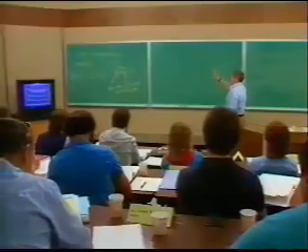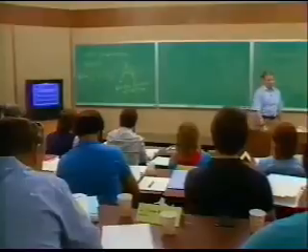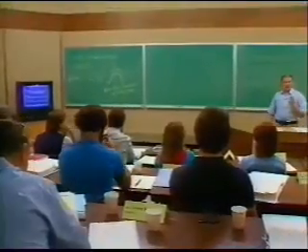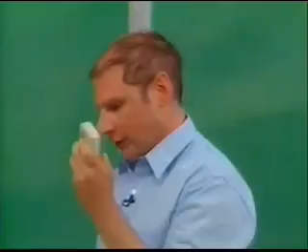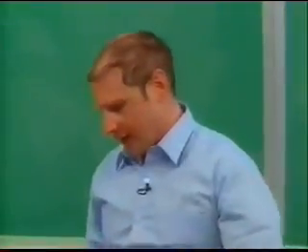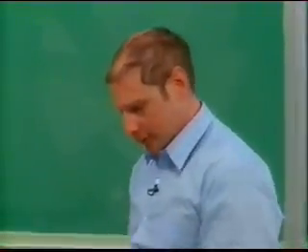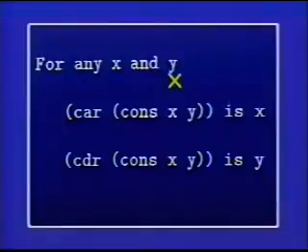Okay, so those are pairs. There's cons that constructs them. And what I'm going to know about cons, car and cdr is precisely that if I have any things x and y, and I use cons to construct a pair, then the car of that pair is going to be x, the thing I put in, and the cdr of that pair is going to be y. That's the behavior of these operators, cons, car, and cdr.